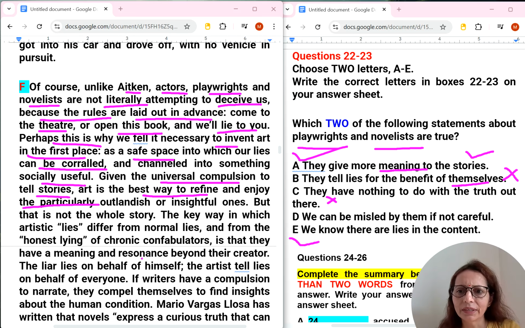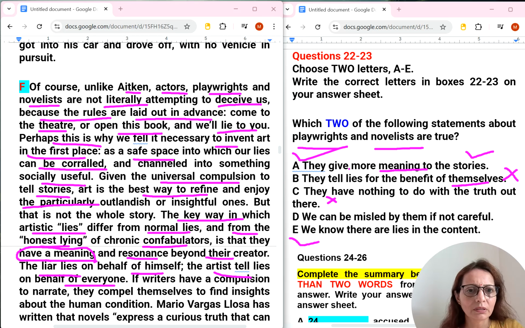Okay, so let's read it a little bit more. The key in which artists' lies differ from normal lies and from honest lying of chroniclers is that they have a meaning and resonance beyond their creator. The liar lies on behalf of himself. The artist tells lies on behalf of everyone. So it means they give more meaning to the stories, and we know there are lies in the content. So these two we can select.